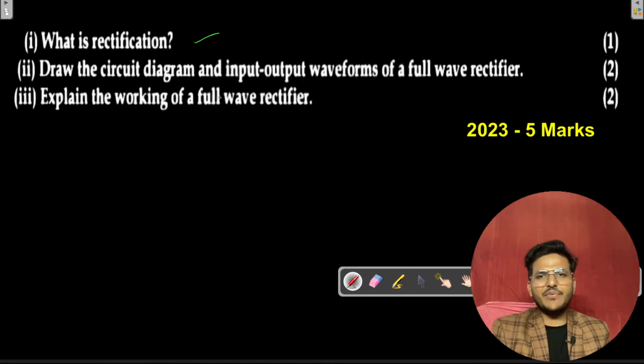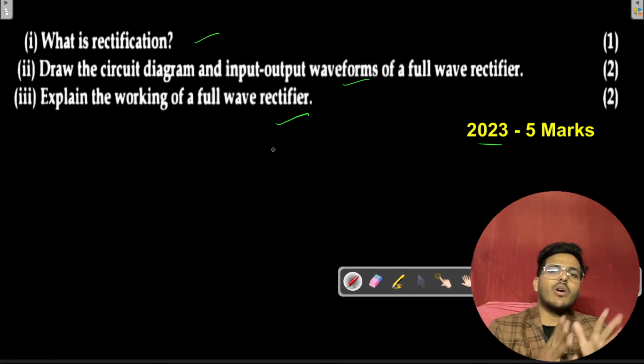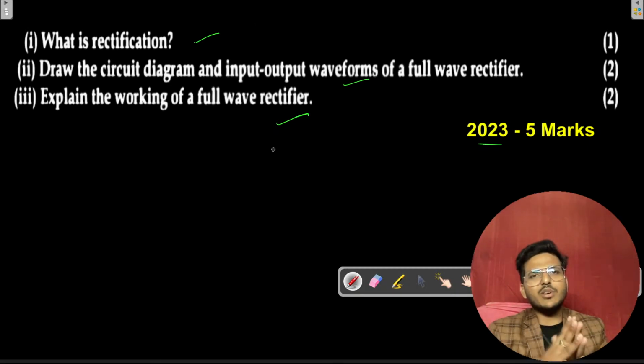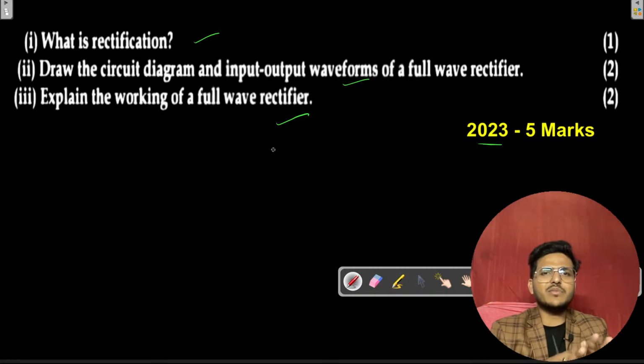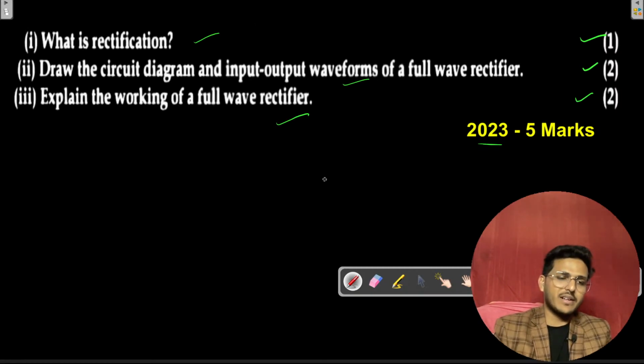What is rectification? From 2023, what is rectification? Draw the circuit diagram of a full wave rectifier and explain its working, as we already discussed this question. And see the pattern of recent questions for the 5 marker question. It's not a theoretical question. This part is for 1 marker question, this is for 2 marker, this is for 2 marker. That's how the 5 marks are completed.